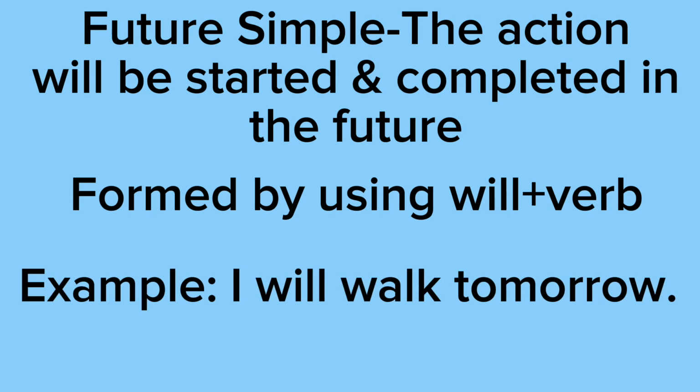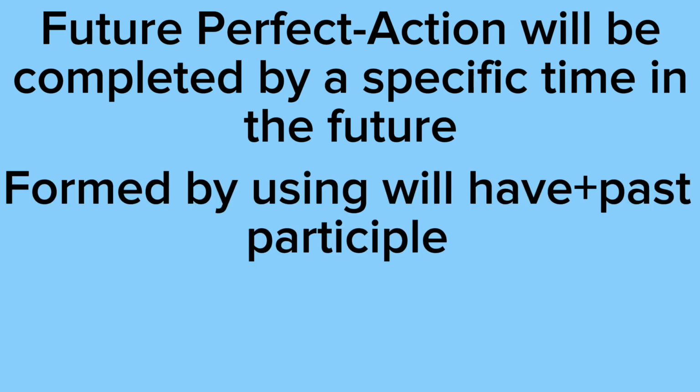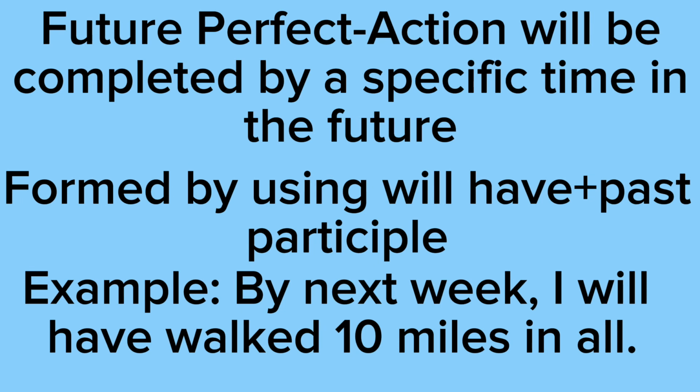As you can see, we used will and we use the verb, which is walk. So I'll start my walking tomorrow and I'll also complete my walking tomorrow. Next, we have future perfect, which means the action will be completed by a specific time in the future. This is formed by using will have plus the past participle. So our example says, by next week, I will have walked 10 miles in all.